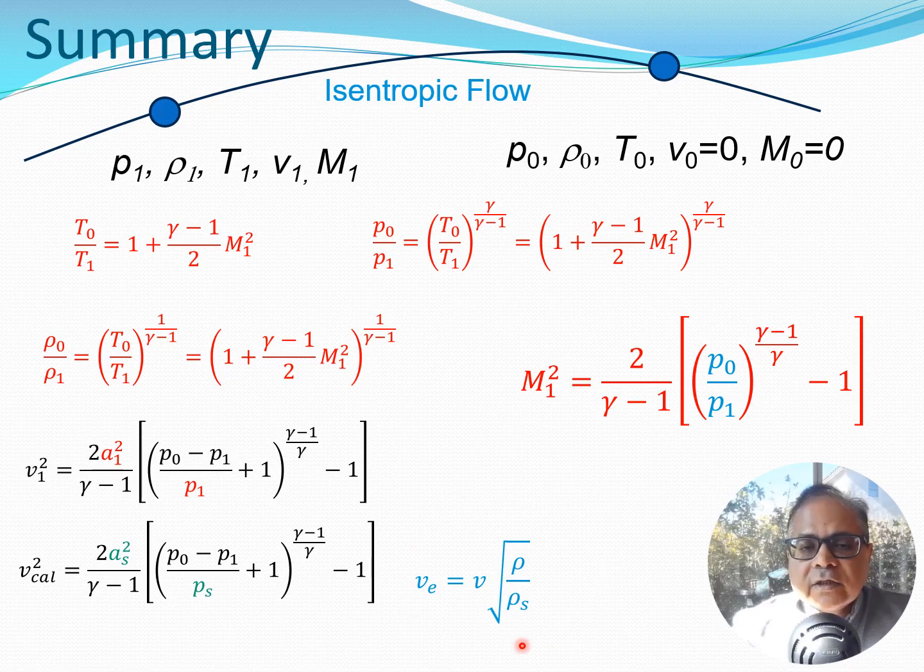Also, we saw that the equivalent velocity can be calculated by equating the two dynamic pressures, the dynamic pressure at the point where you are flying and that at the standard sea level. So these equations are very useful and effective for compressible isentropic flow and useful for many problem situations.